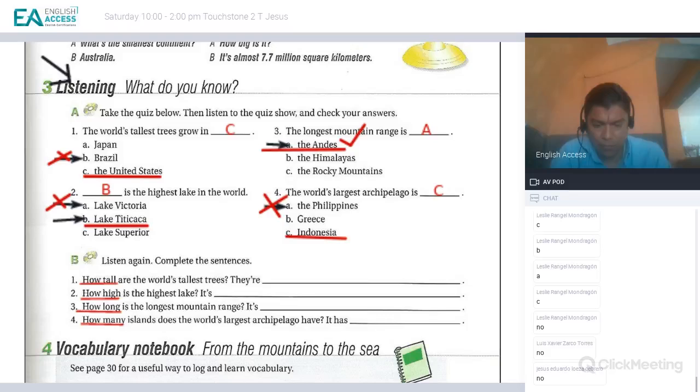Okay, now here's the last question. What is the world's largest archipelago? An archipelago is a group of islands, right? That's correct. What's the largest group of islands? I think it's the Philippines. No. Wait. It's Indonesia. Correct.